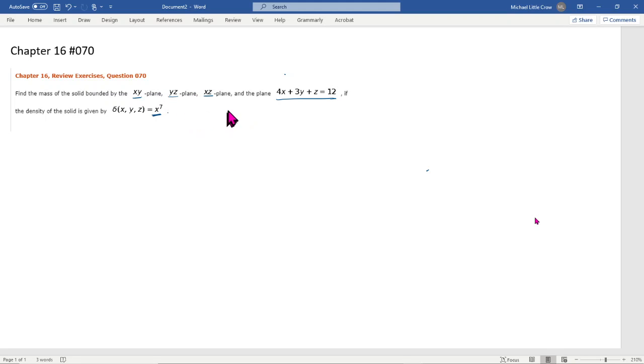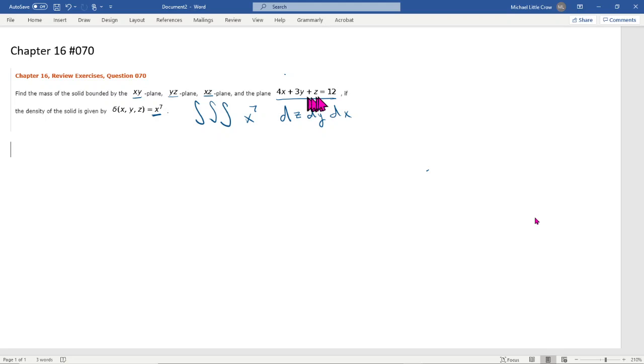So we're going to integrate x to the 7th. We're going to do a triple integral, and noticing that this one, it will be easiest to solve for z. That's where I will start. You could use the other ones first, but I'm going to go with dz, and then it doesn't really matter, but I'll go with dy and then dx.